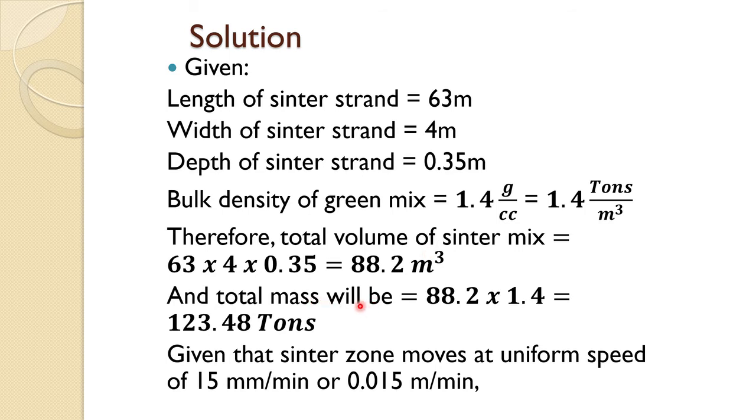So, the total mass, we multiply this with the green density will give us the total mass of 123.5 tons. So, given that the sinter zone moves at a uniform speed of 15 millimeter per minute, we can get the speed in meters per minute, 0.015 meter per minute.